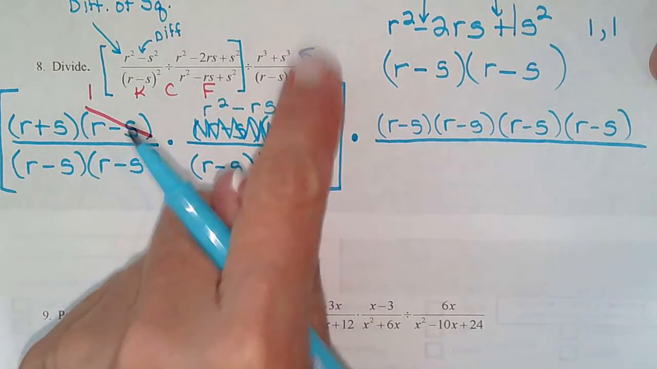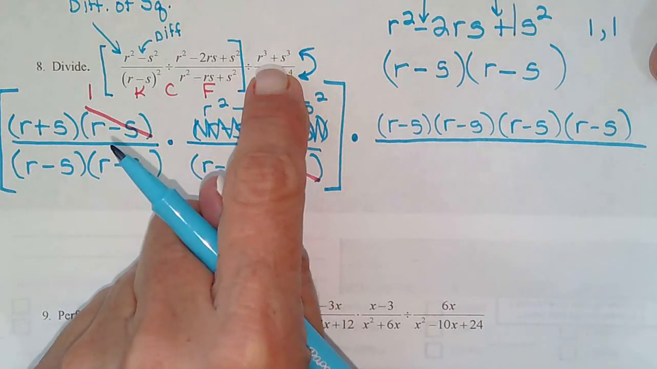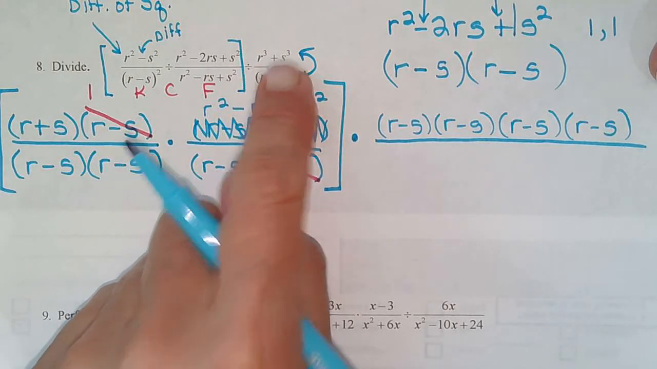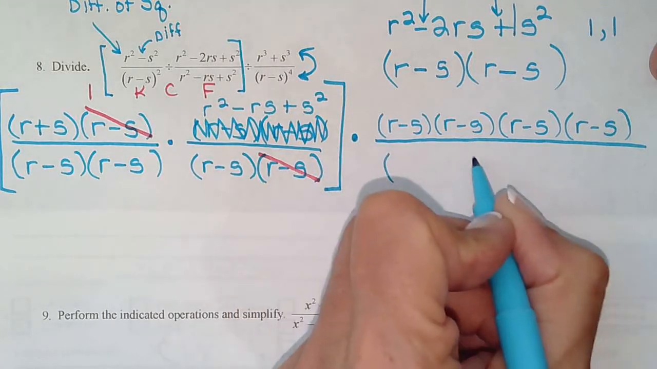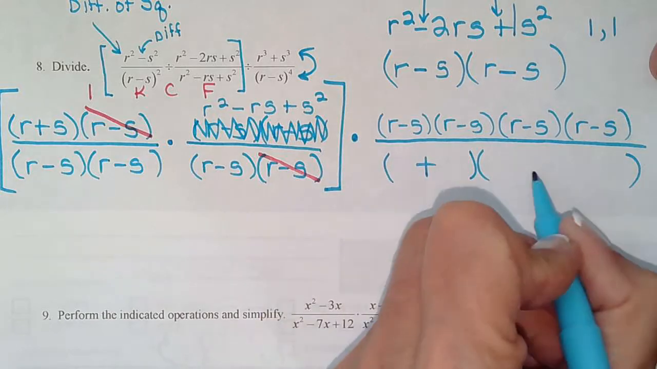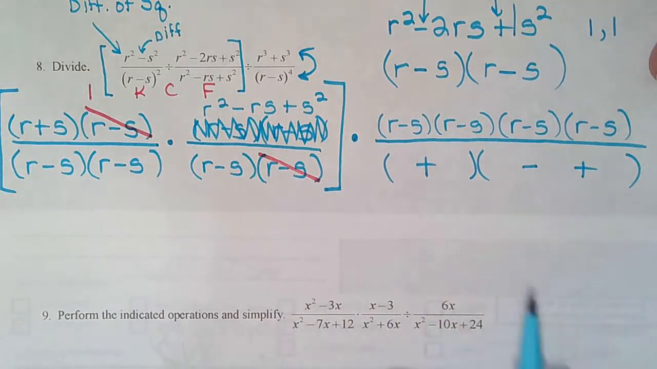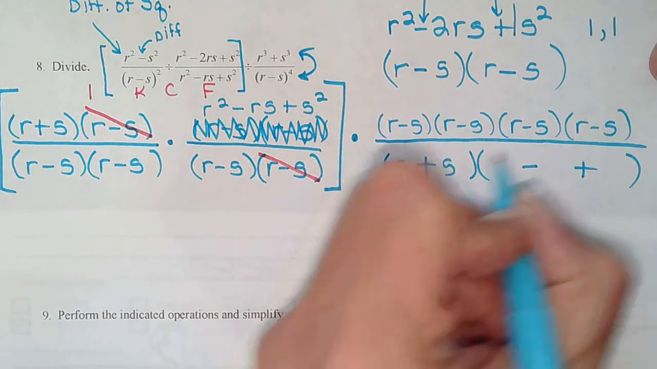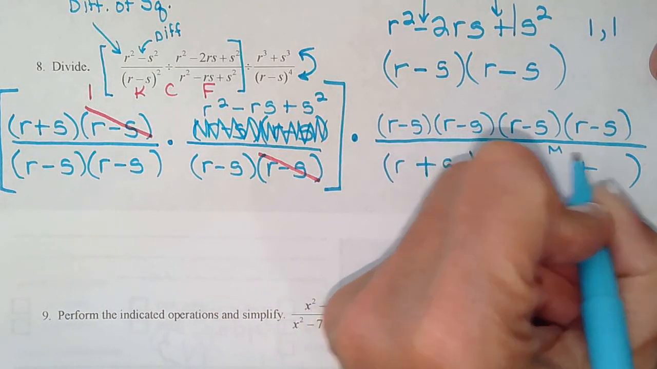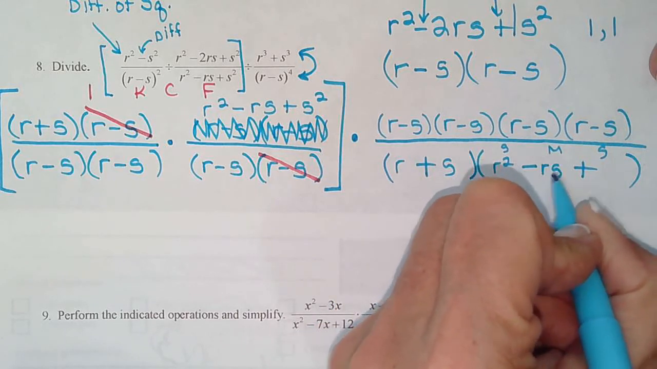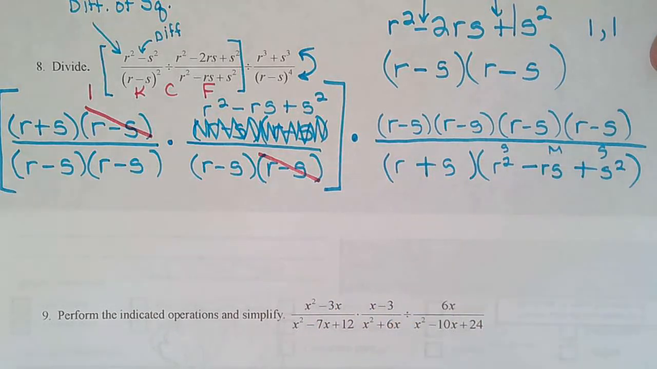Division we changed to multiplication, now flip. So this you should recognize as a sum of cubes. So we do the little parenthesis and then we do the big parenthesis. We do same, opposite, always positive. We do cube roots, which is R and S. And then we square, multiply, square. Square the first term, multiply the 2, square the second term.